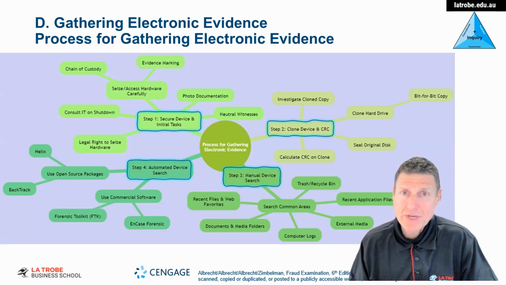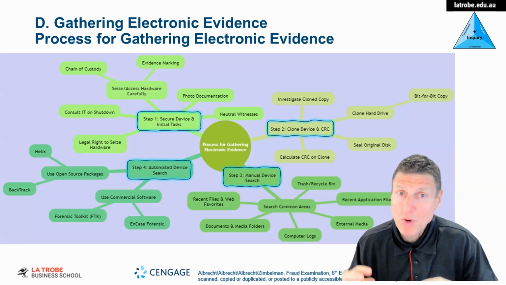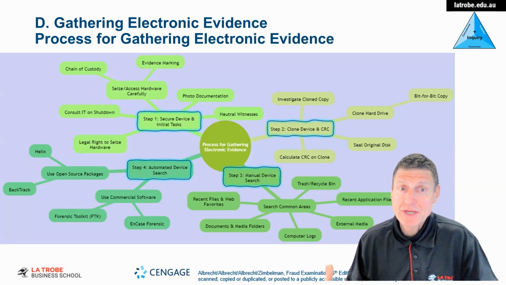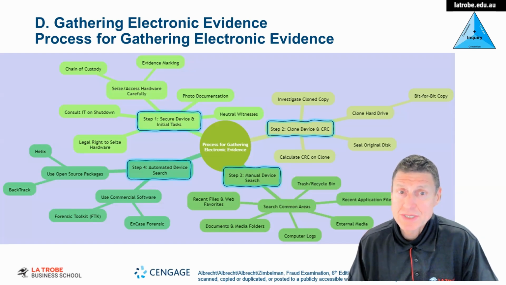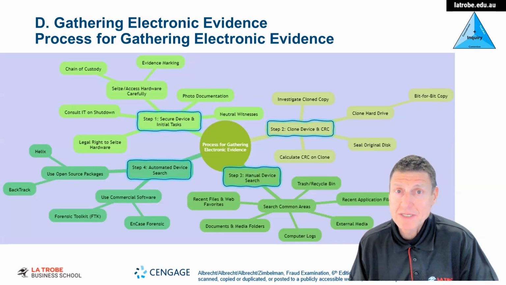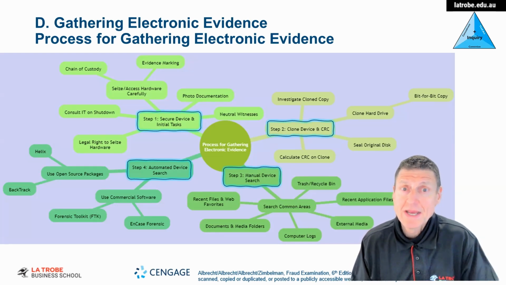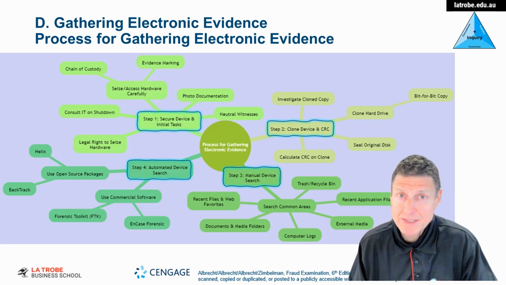And this is where you need to think about the physical setting in which you are gathering the electronic evidence. So you need to know if you have the right to seize the hardware. You need to consult IT on shutdown, and then you need to work out how to seize the hardware carefully. Evidence marking, chain of custody, photo documentation, and having other witnesses, neutral witnesses, observe the process of you getting access and securing the device and initial tasks.